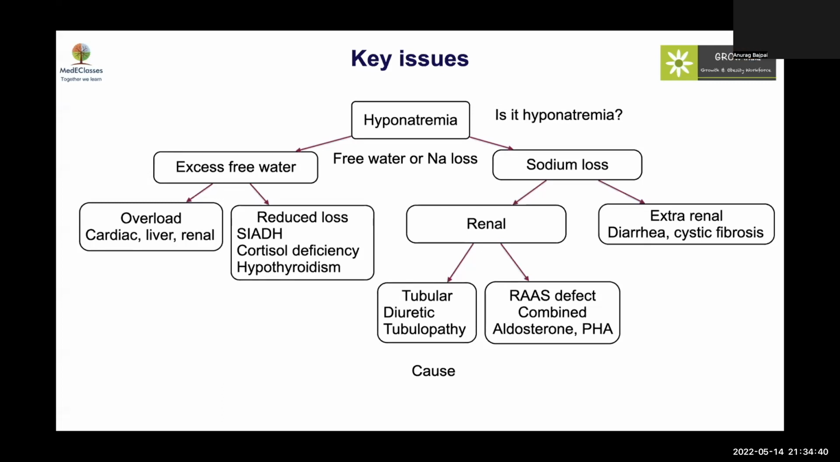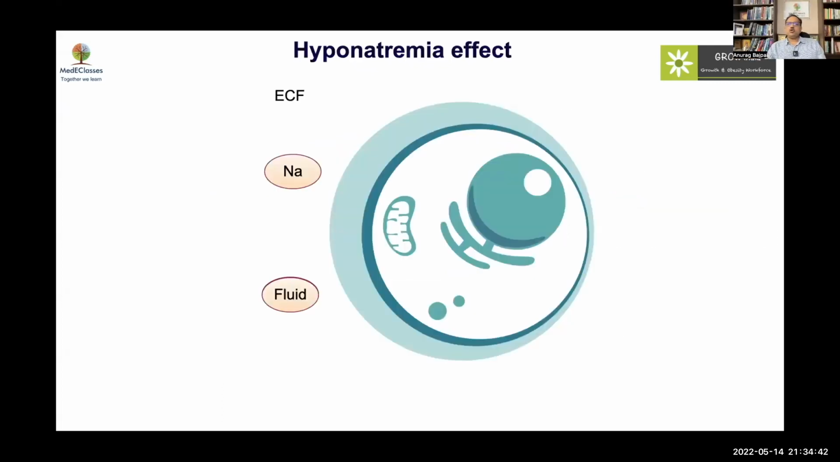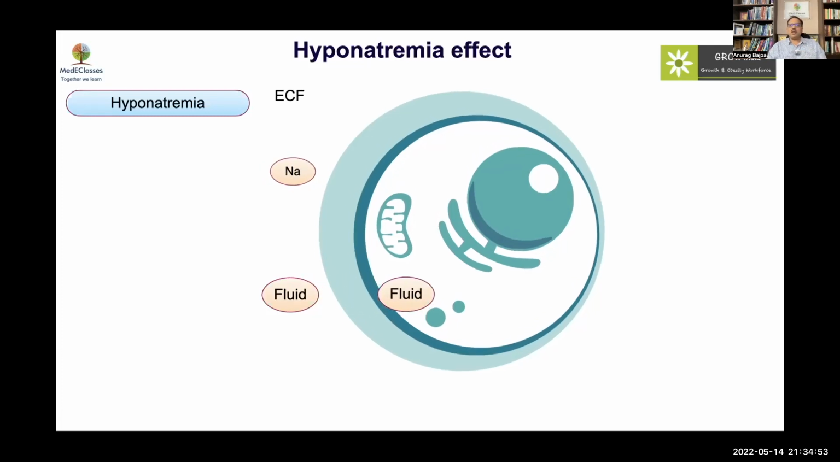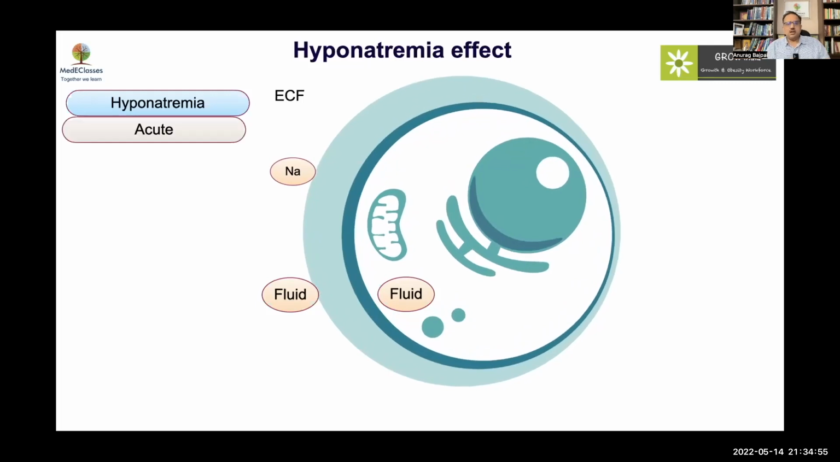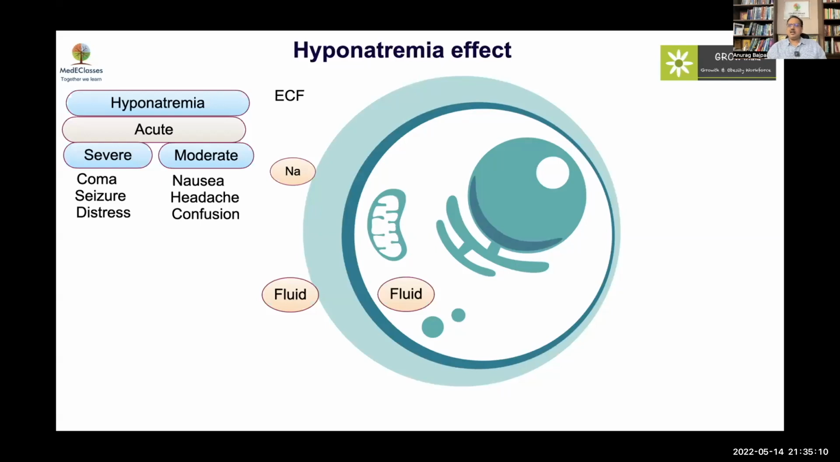So if we talk about whether it is hyponatremia, the key issue is that hyponatremia basically is a low tone situation. If your fluid tone is less, your fluid will go inside the cells. It will cause swelling of the neurons, and that is going to cause acute problems. If there is a rapid fall, you will have features like coma, seizures, and respiratory distress, which is acute severe hyponatremia. If it's a slower fall, the moderate features will be nausea, headache, and confusion.